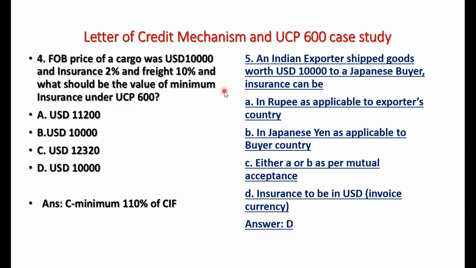Okay, C. Here question number 5. All bullet points that are sure to be asked in the exam. An Indian exporter shipped goods. This question is also frequently asked. He is an Indian exporter, so the currency in India is rupee. He is shipping goods worth $10,000 to a Japanese buyer. Insurance can be in rupee, insurance can be in Japanese yen, as per mutual acceptance, or insurance would be in US dollar, the invoice currency only. Now what is the answer?